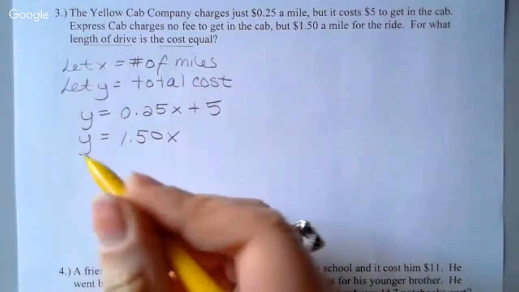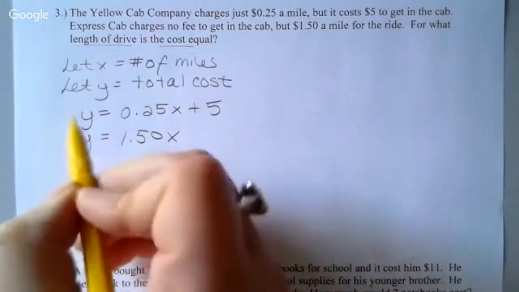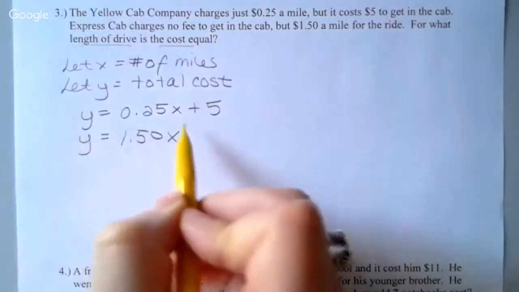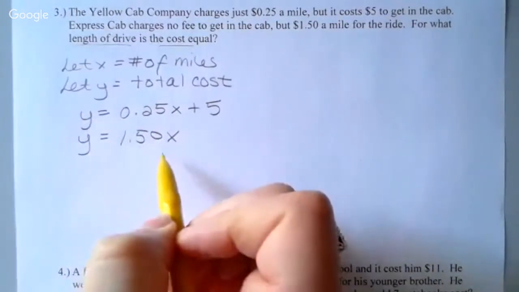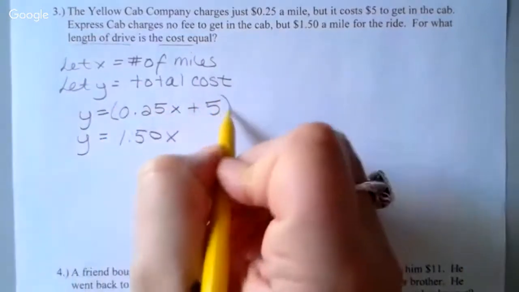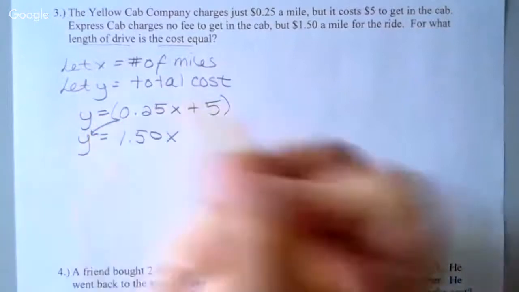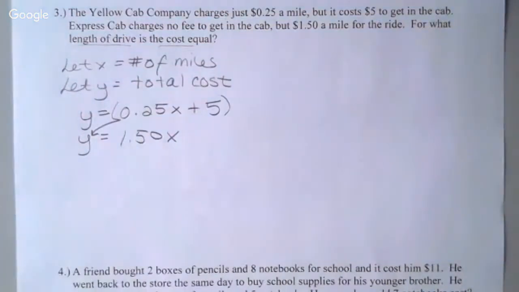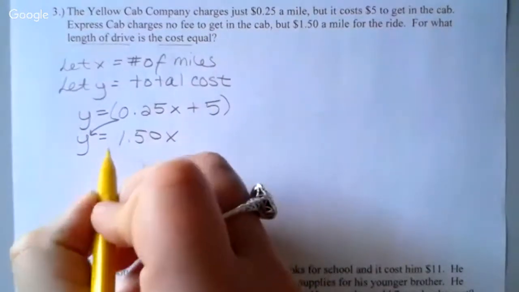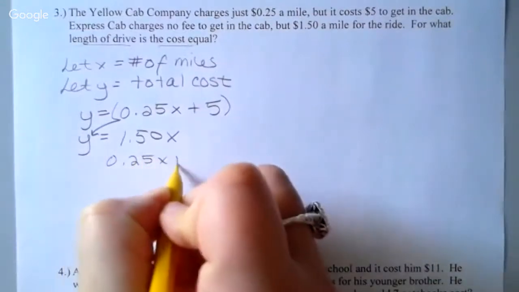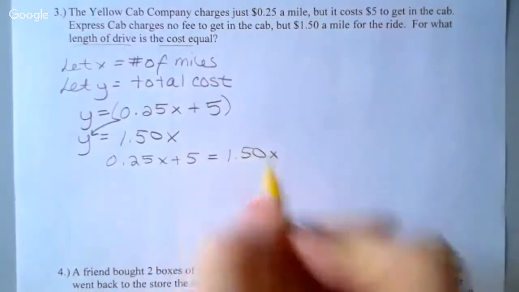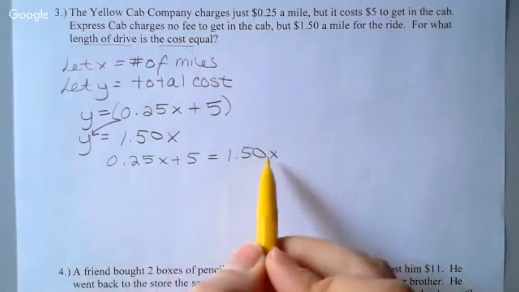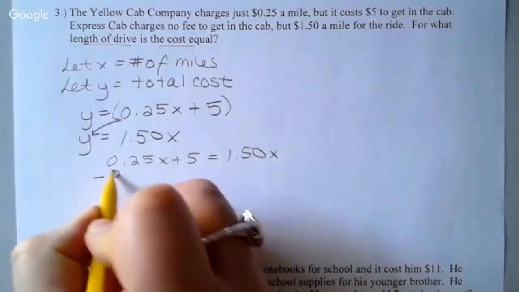So this to me would be substitution. I'm going to take what Y is equal to, and it doesn't matter if I pick this one to put over here, or if I pick this one to put up here. If Y equals both of these things, they're equal to each other. So if Y equals 0.25X plus 5, I'm going to put it in the other equation in Y's spot. So I end up with 0.25X plus 5 equals 1.50X. So I had no distributive, no like terms. I do have variables on both sides and it's uneven in size. So I definitely want to get rid of the 0.25X.